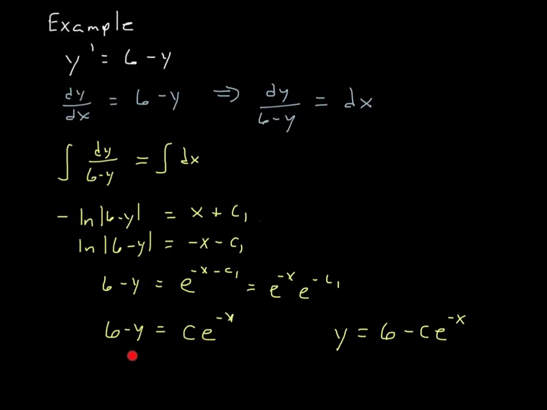And so I have 6 minus y equals c e to the opposite of x. And then solving it for y, I can subtract 6, then multiply by negative 1. I get my general solution, which is y equals 6 minus c e to the opposite of x.